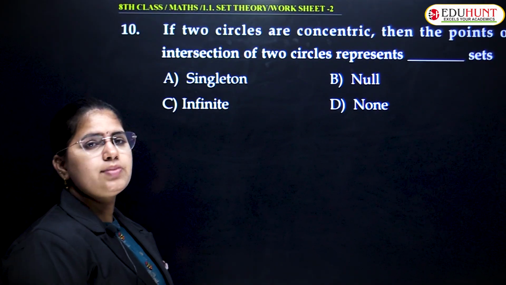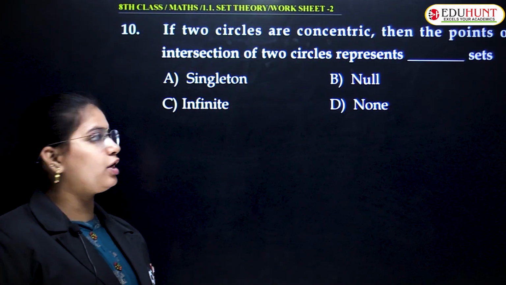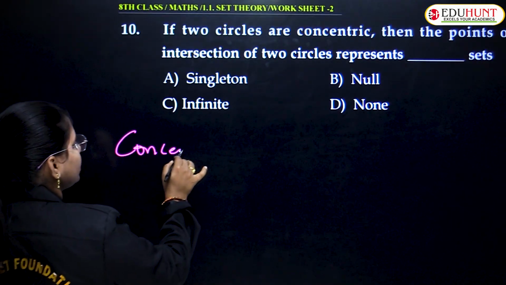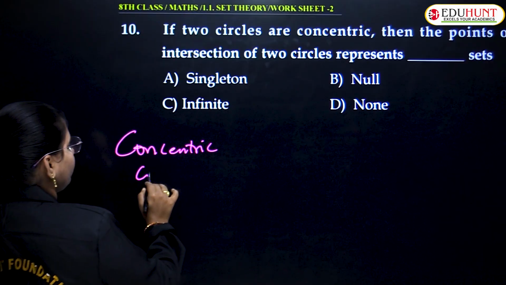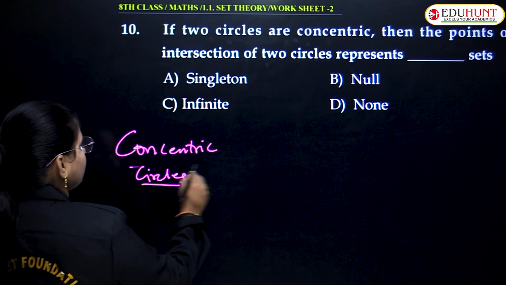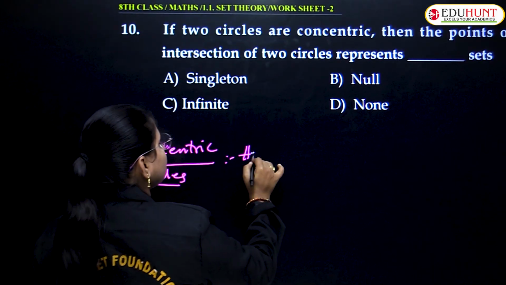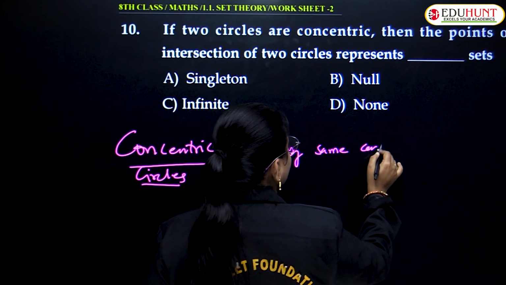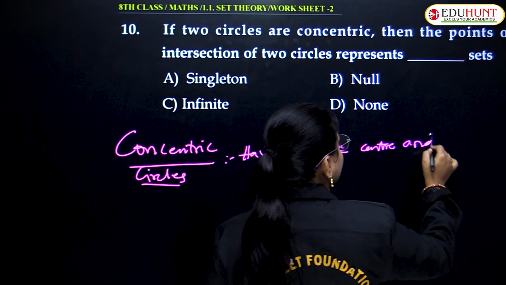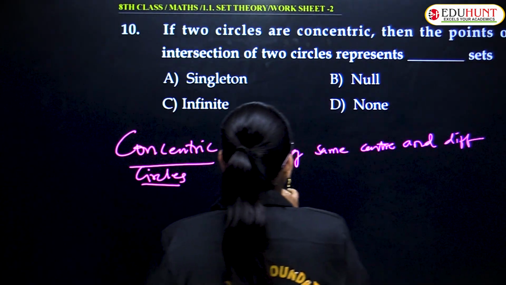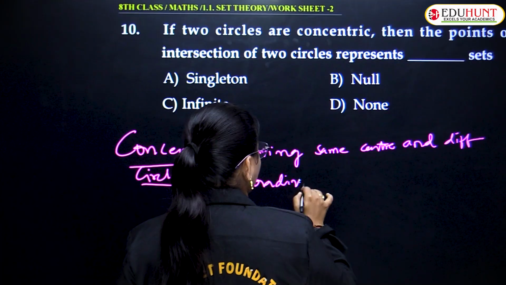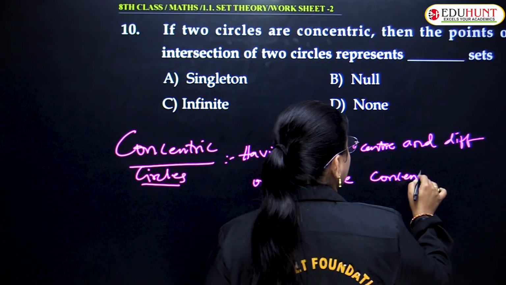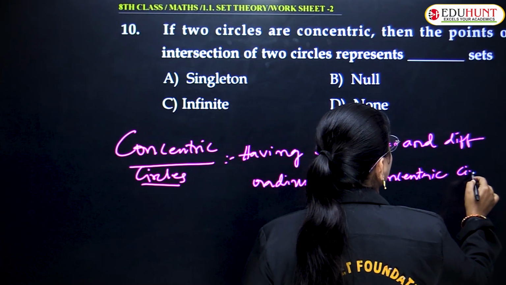Yeah. What is my next question? If 2 circles are concentric, how do you define concentric circles? Having the same center and different radii are concentric circles.